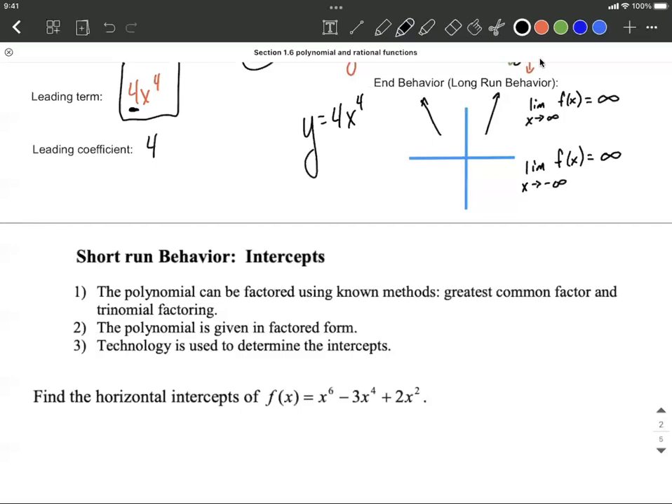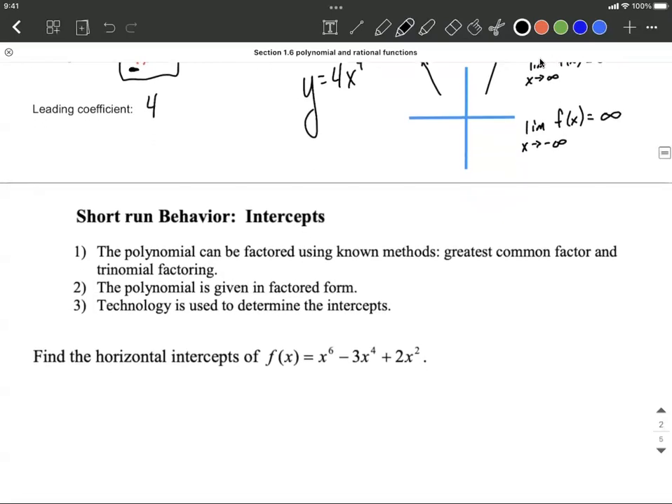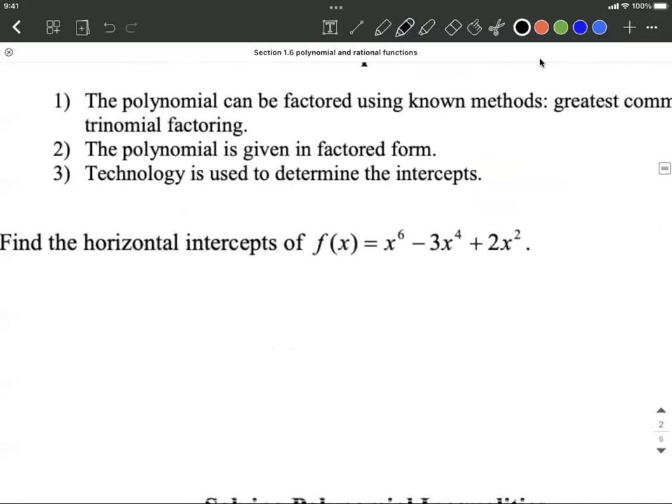Okay, short-run behavior, as our book calls it, is kind of the opposite of long-run behavior or end behavior. Long-run behavior is what happens at the extremes, like way off to the right, way off to the left on a graph. Short-run behavior is like intercepts, like what happens in the middle of the graph. So our goal on this is we want to find the horizontal intercepts of this graph.